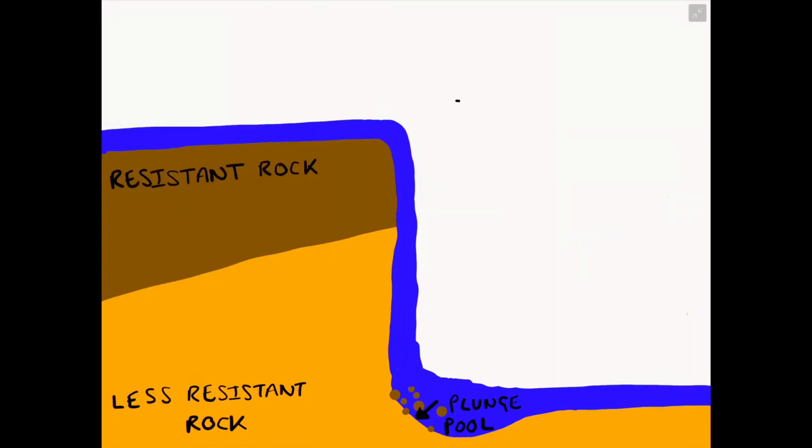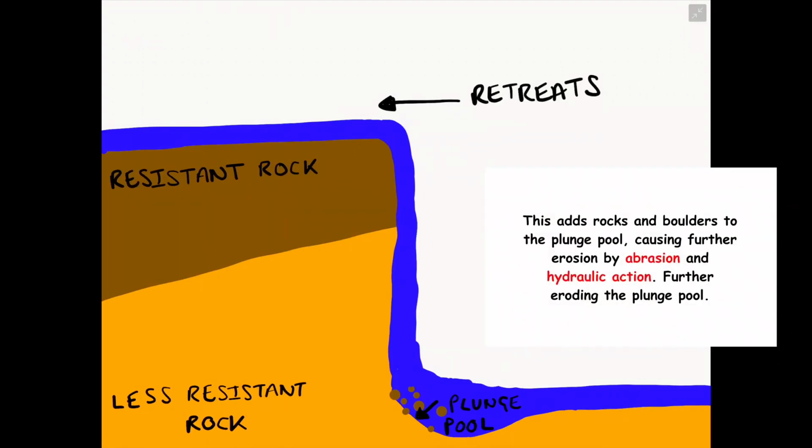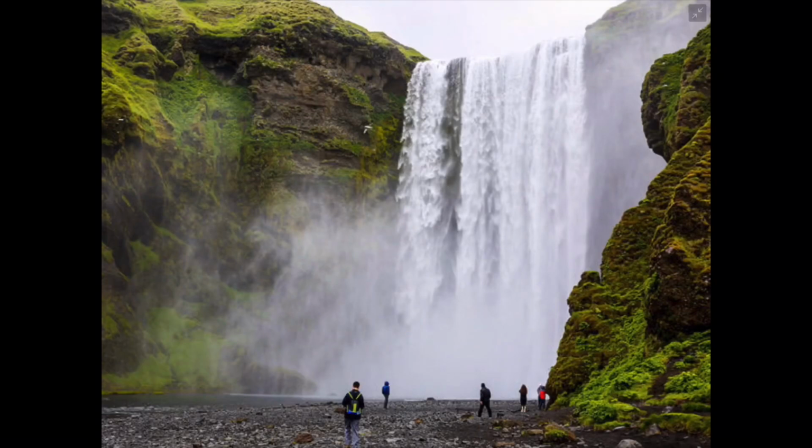Step five is when the overhang has now added rocks and boulders to the plunge pool, again causing further erosion in our plunge pool by abrasion and hydraulic action. And then we have this further eroding of our plunge pool in the less resistant rock. We then have the constant process repeated again and again, and the waterfall retreats upstream, leaving the remains of a gorge behind.